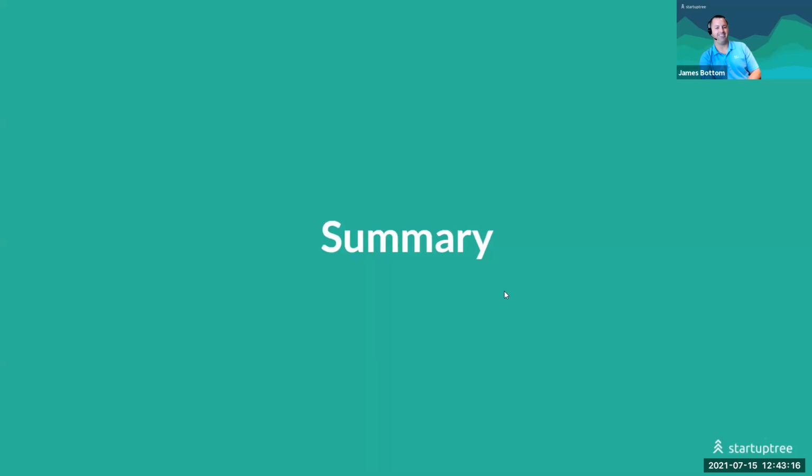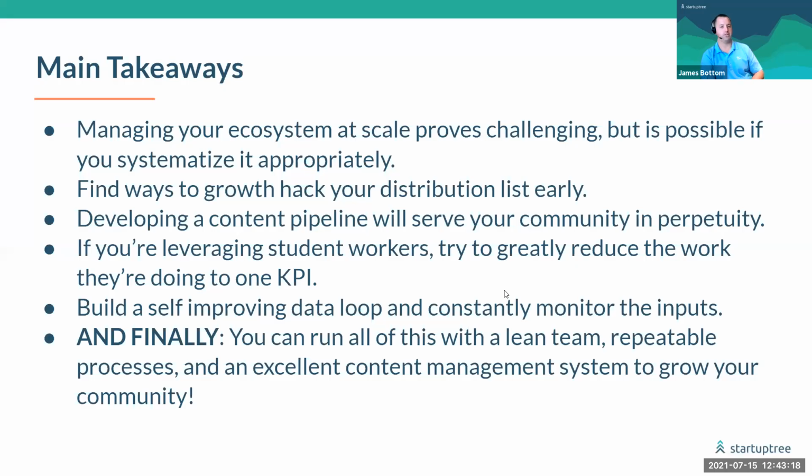Okay, quick summary here. The main takeaways, I think, are that running your ecosystem at scale can be really challenging. You have to find ways to systematize it. The best thing that you can do early is growth hack your distribution lists. You can do that by pulling contacts from your personal Gmail contacts, LinkedIn, etc. Find a way to automate that content pipeline by signing up for all those newsletters and putting them into a single departmental email inbox that all your team can go through and access. Leverage the KPIs of your student workers, where they're doing just one thing and you're monitoring them on the one activity that they need to do.